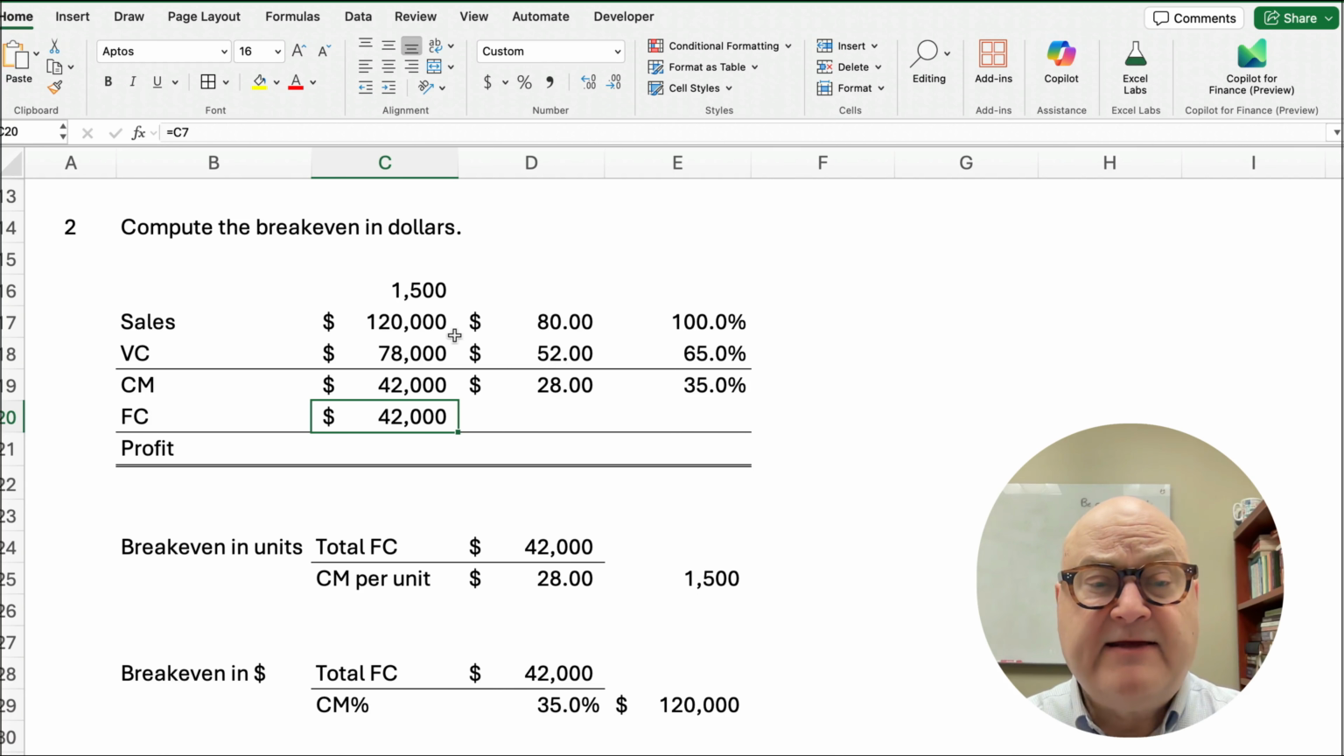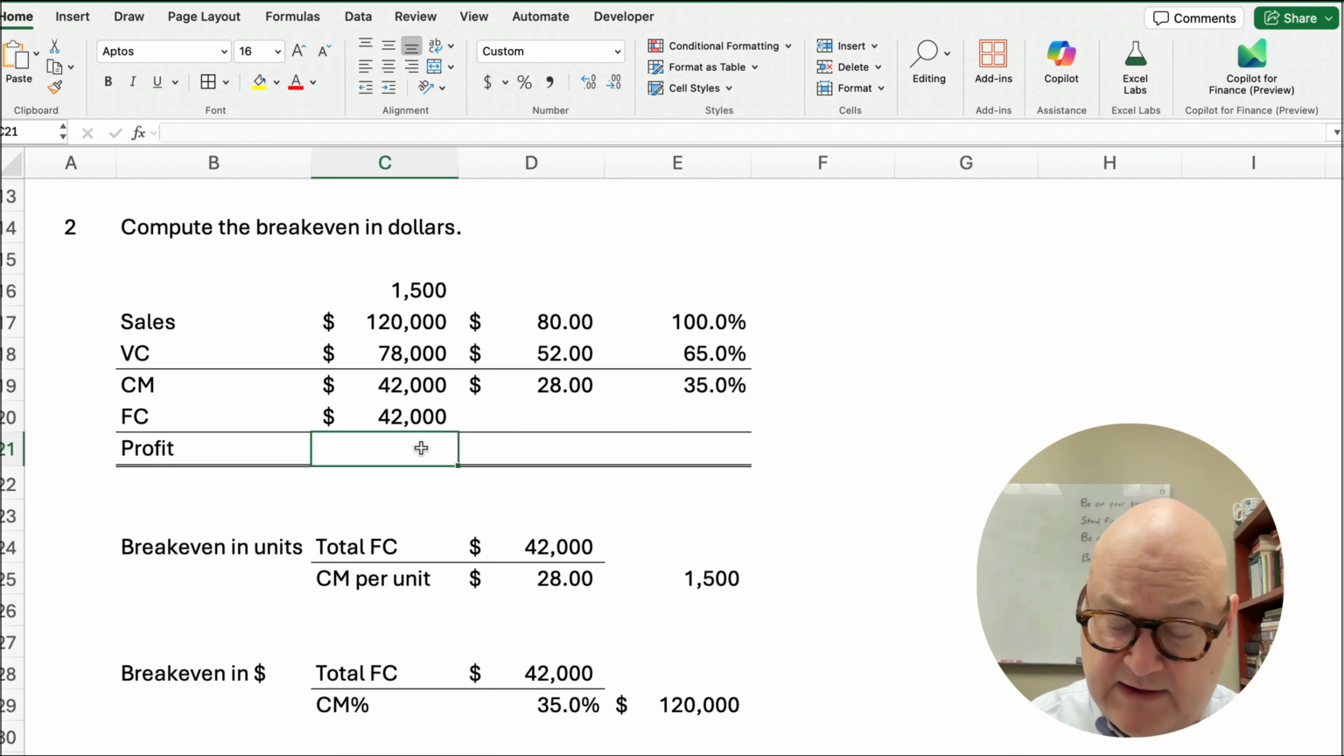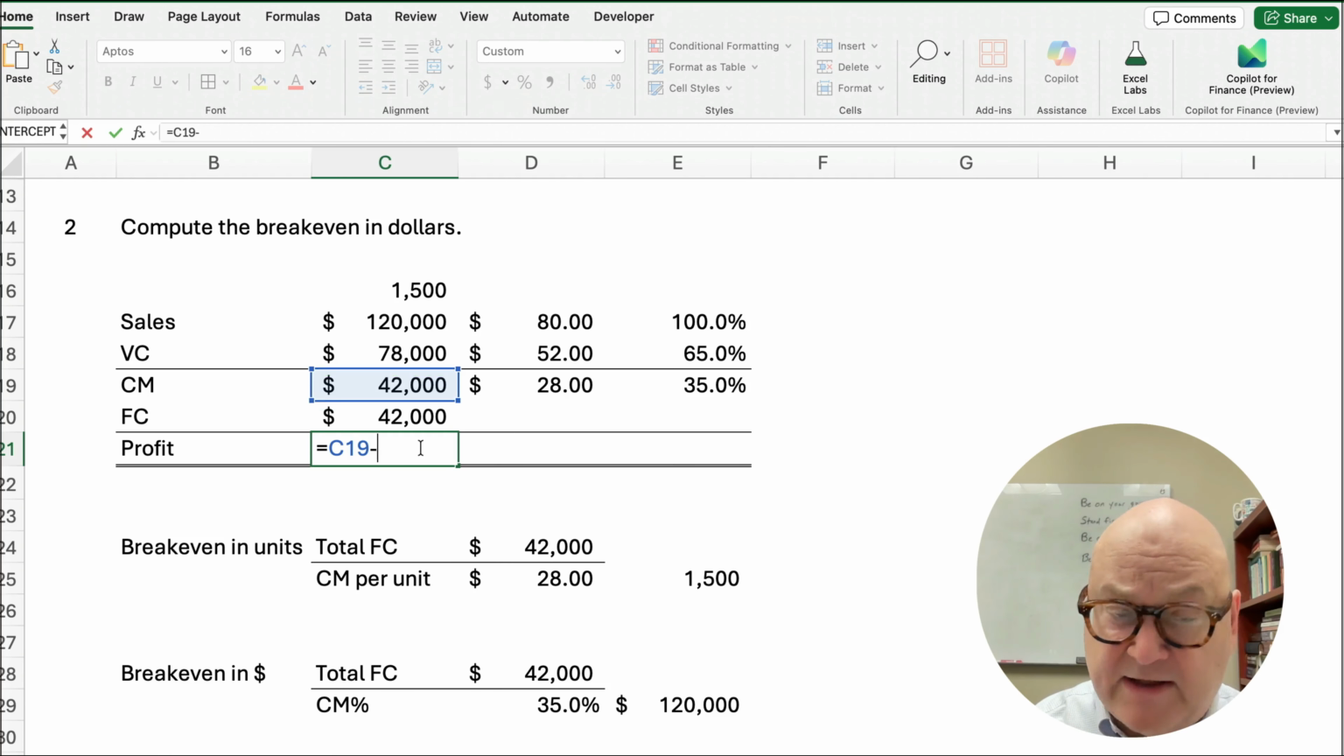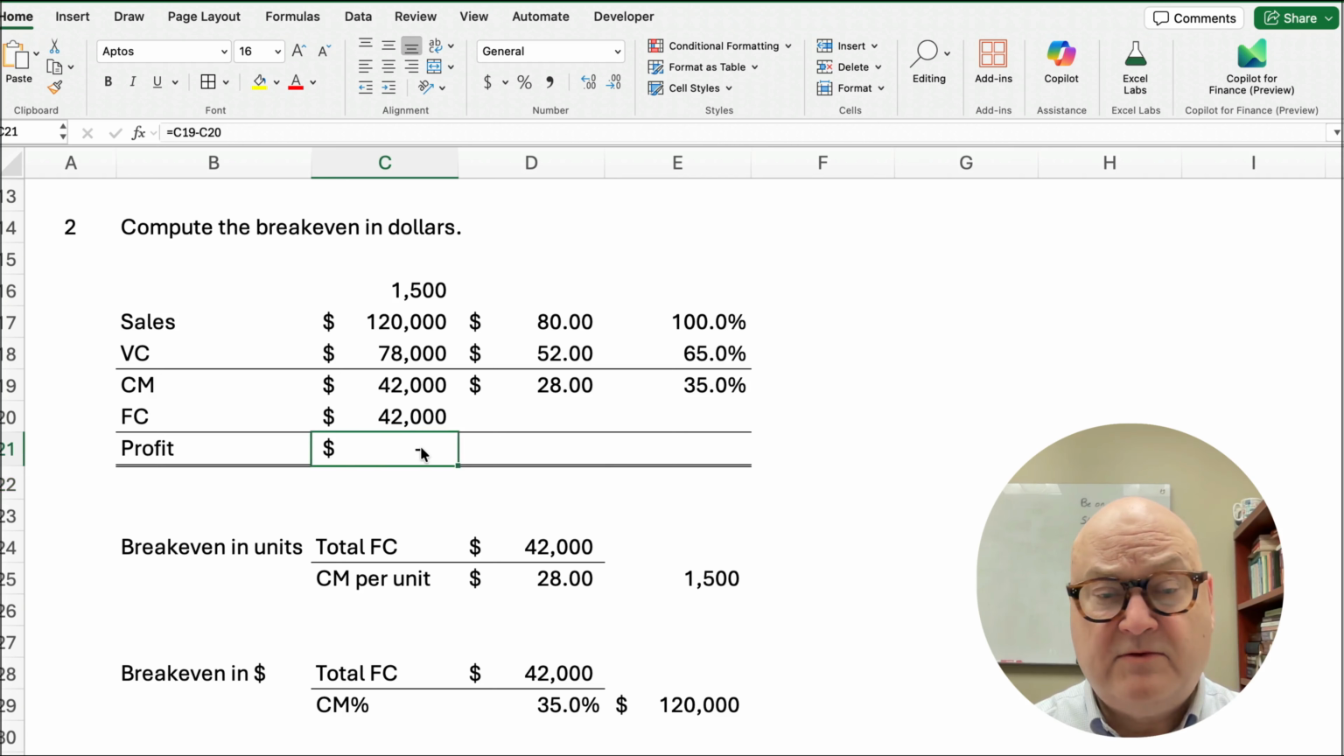So we can take this 120 times 35%, that equals 42,000. We can take 1,500 times $28, and that's 42,000. So multiple ways to understand how this works. So 42 minus 42 is 0.